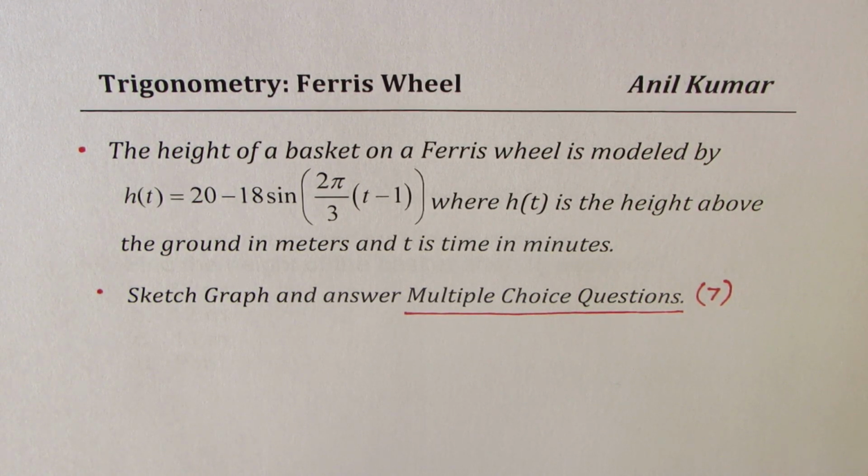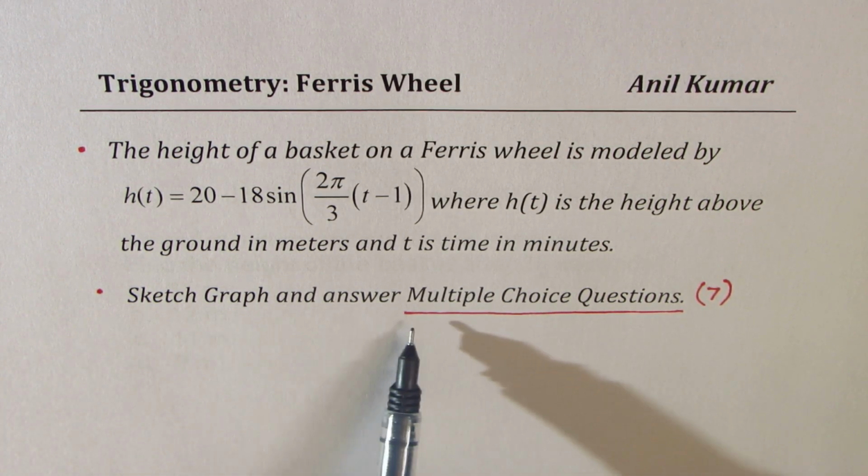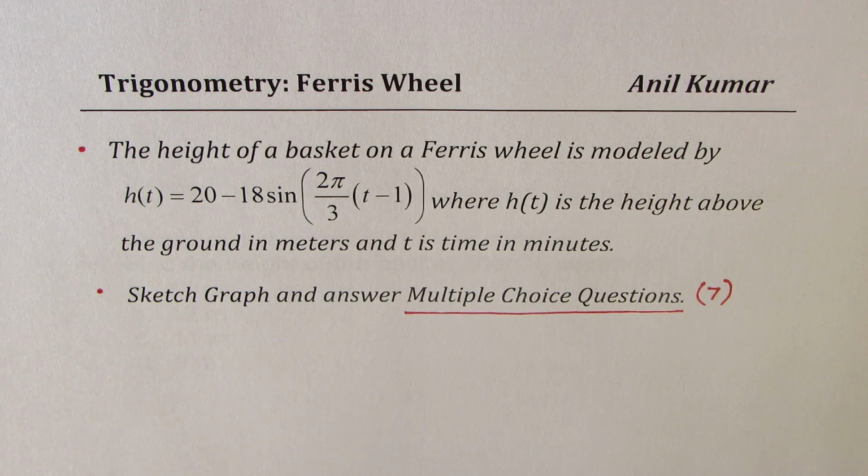The problem here is the height of a basket on a Ferris wheel is modeled by h(t) = 20 - 18 sin(2π/3 (t - 1)), where h(t) is height above the ground in meters and t is time in minutes. Sketch the graph and answer the multiple choice questions.